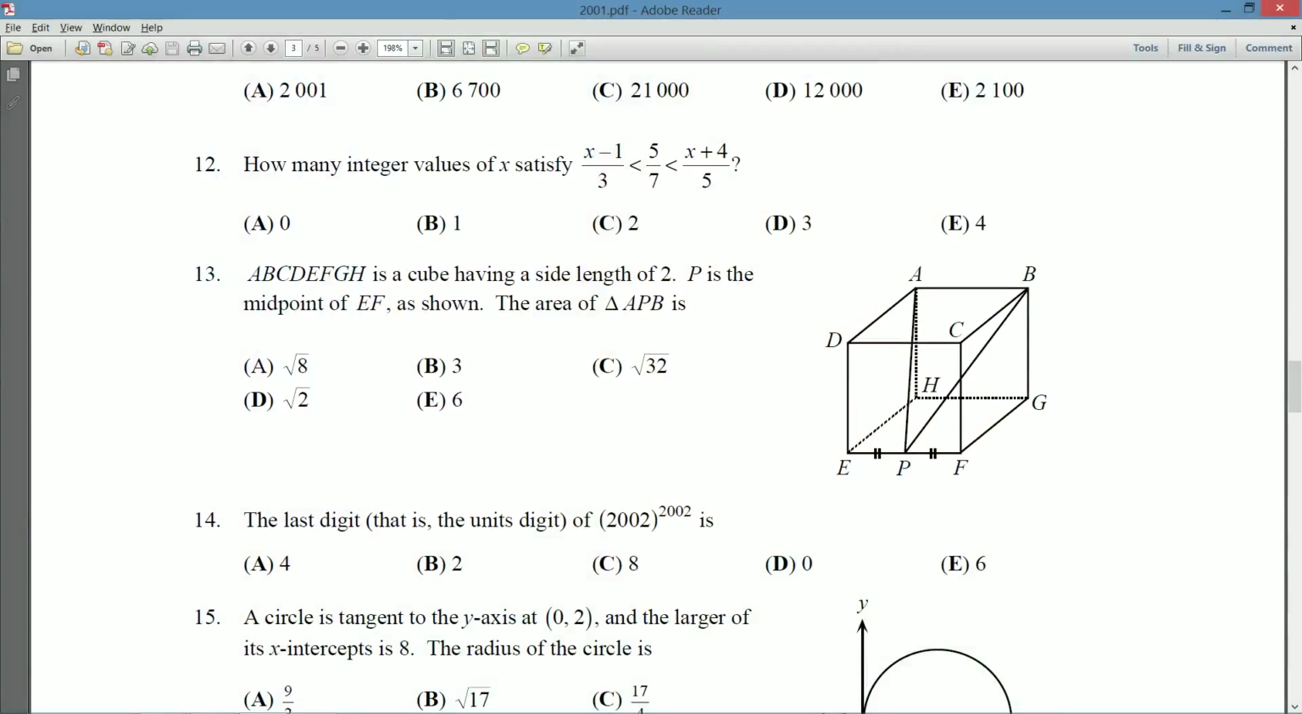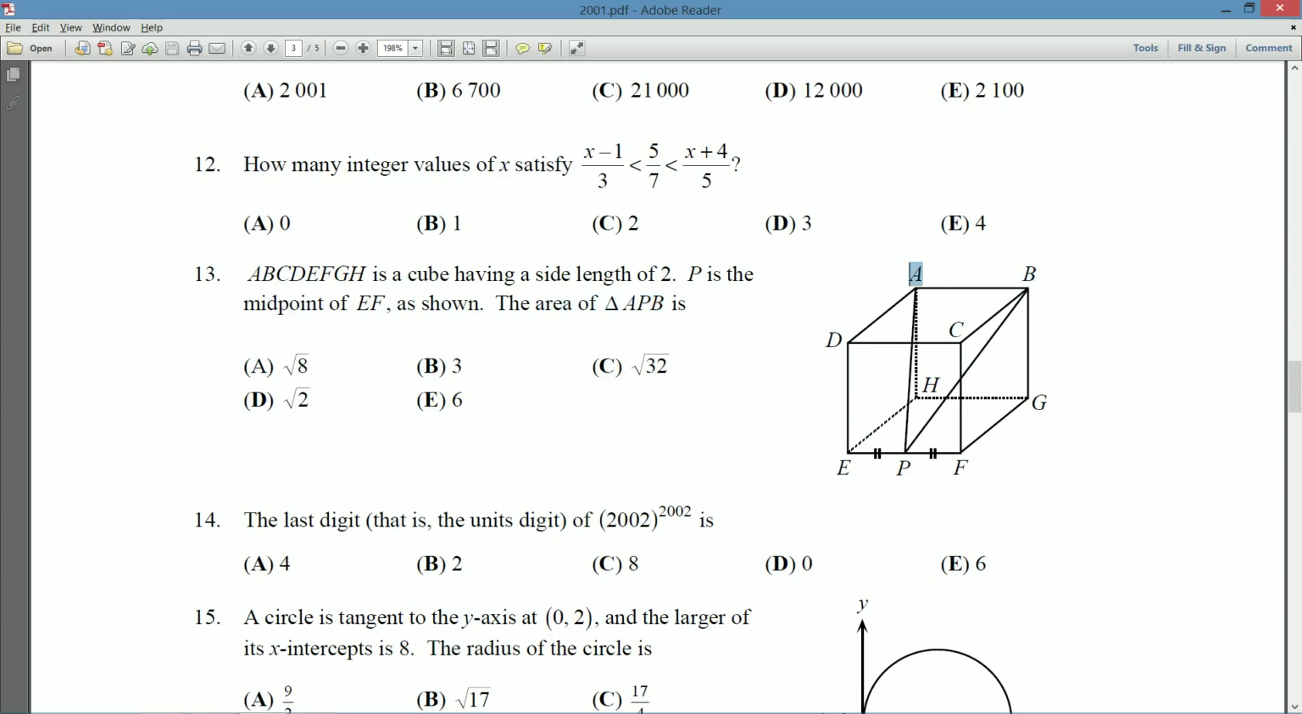So let's read through the question. A, B, C, D, E, F, G, H is a cube having a side length of 2. P is the midpoint of EF. Okay, so we've got that shown with these little hash marks through the line. The area of triangle APB is, okay, so we've connected P up to A and B, which are the endpoints of sort of the opposite edge from the one that P is on. And we're asked to compute the area of this triangle APB.